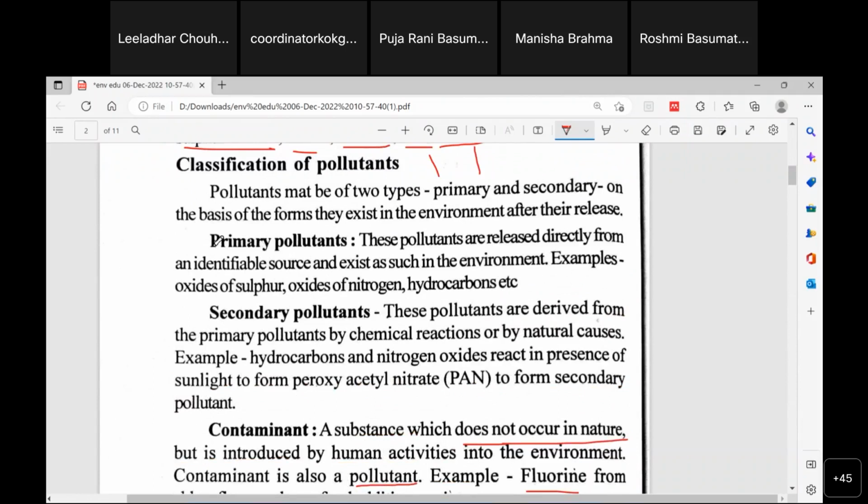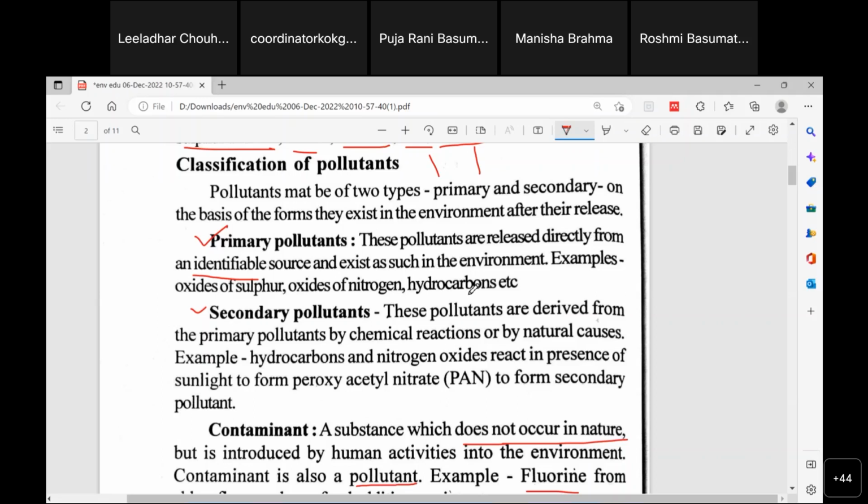And they ask in the exam what is a primary pollutant and what is a secondary pollutant. Primary pollutants are released directly from an identifiable source and exist as such in the environment. So oxides of sulfur, oxides of nitrogen, hydrocarbons are examples of primary pollutants. You can see from where they are released, say industry, vehicles, etc. And they exist as such in the environment. Okay. Then comes secondary pollutants.